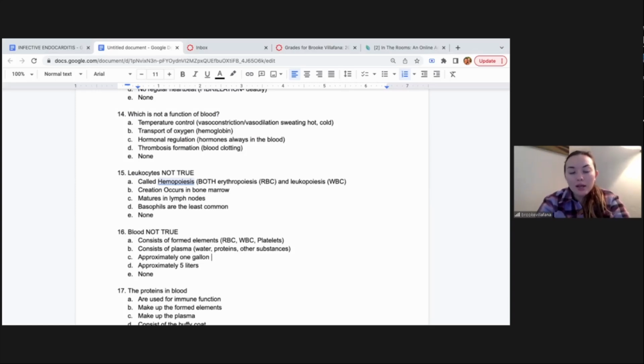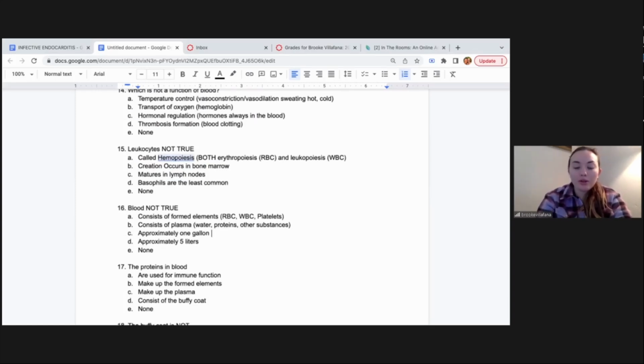So blood is actually approximately 1 gallon. This is true. But it is approximately 4 liters, not 5 liters. So the correct answer here is actually D, because blood is 4 liters or 1 gallon. So 4 liters equals 1 gallon. So 4 liters is almost the same as 1 gallon. So the answer here is actually D, because blood is approximately 4, not 5 liters.